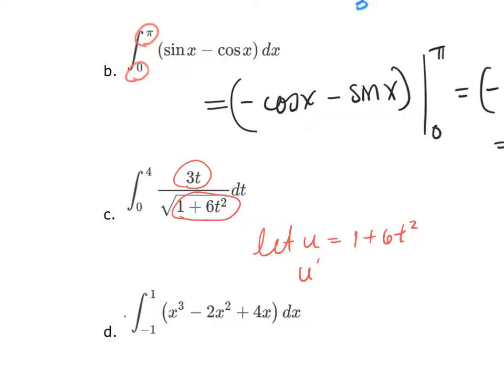U prime would be what? 12t dt. Do y'all agree? So right now what I have is from 0 to 4, I have 1 over u, I have a 3t dt.